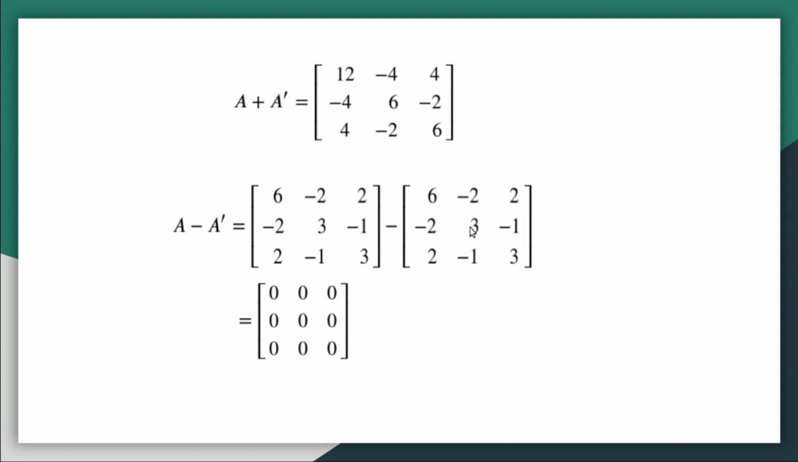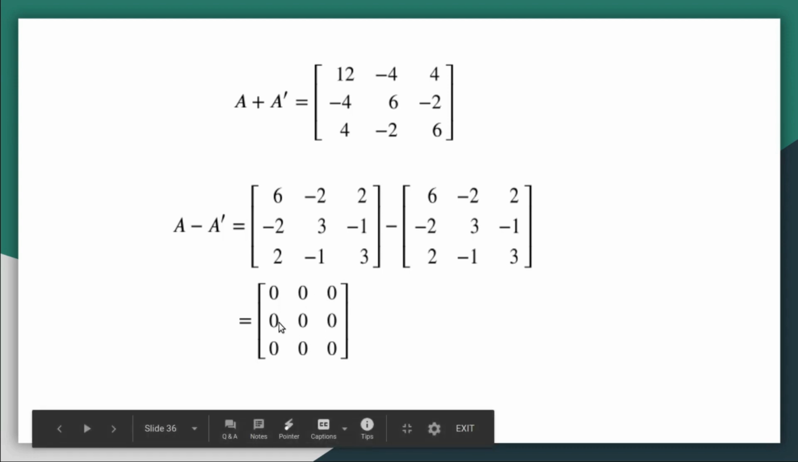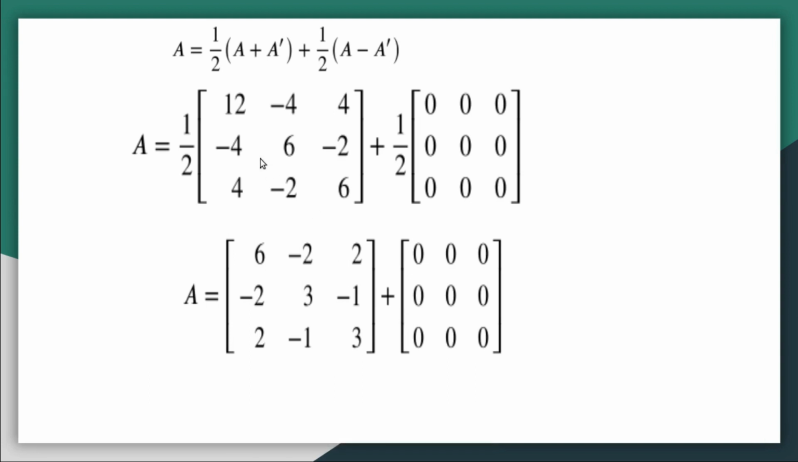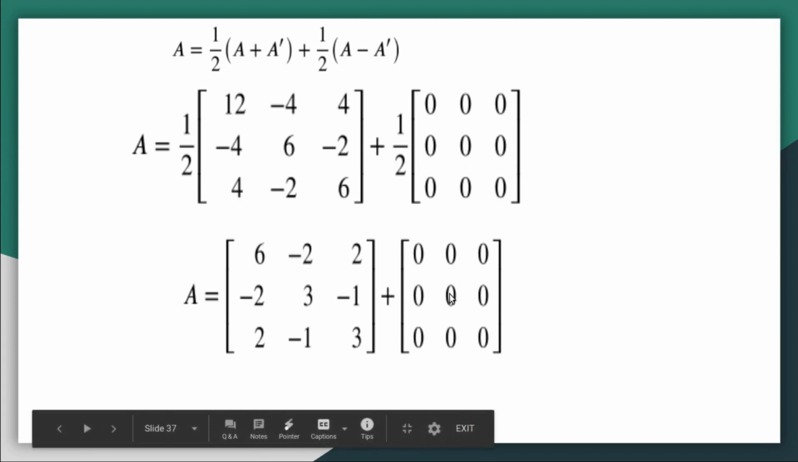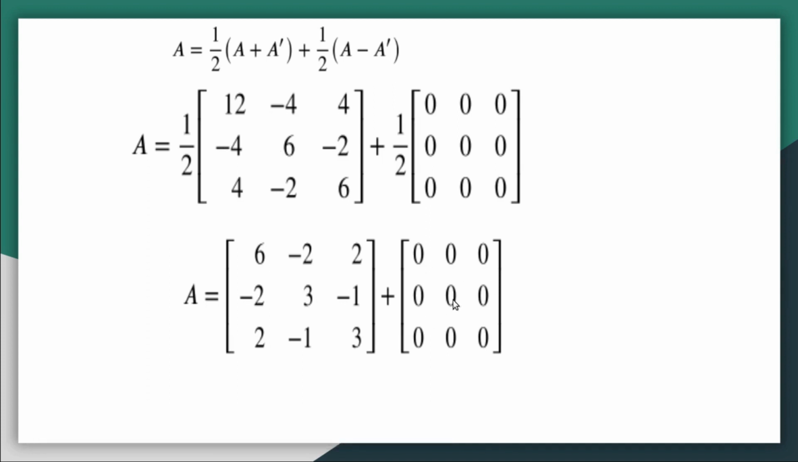A minus A transpose. 6 minus 6 is 0, minus 2 minus minus 2 is 0, 2 minus 2 is 0, minus 2 minus minus 2 is minus 2 plus 2, 0. All terms are zeros, that is, the skew symmetric part is 0. So this matrix A is half into A plus A transpose plus half into A minus A transpose. So multiplying each element by half, we get matrix A plus the second matrix, which is the 0 matrix. Skew symmetric part is a 0 matrix.